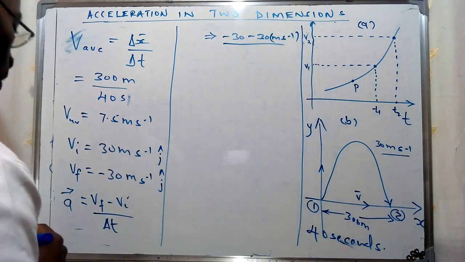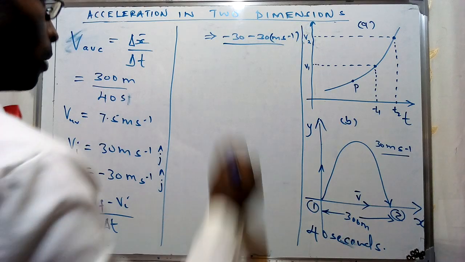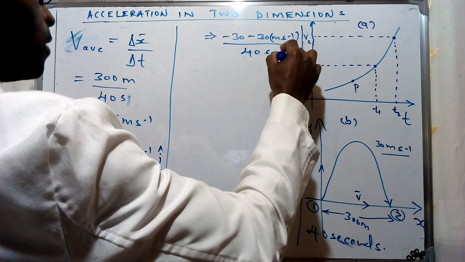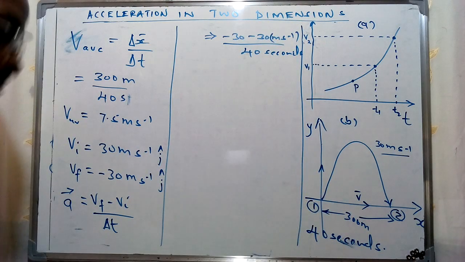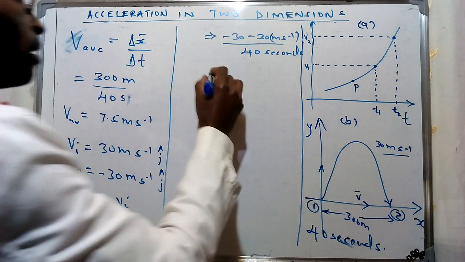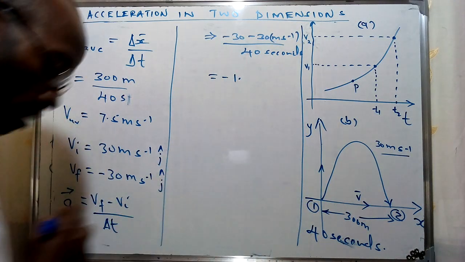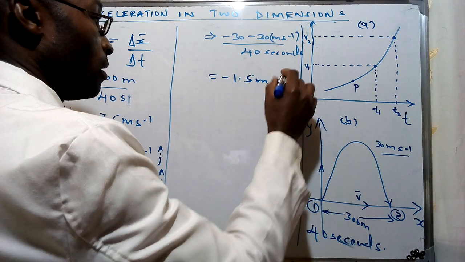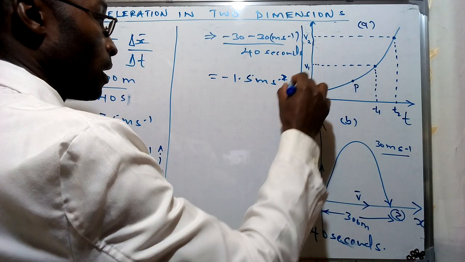And this is going to be divided by the time interval, which is 40 seconds. So in this case, if we consider this specific evaluation, it gives us the average acceleration, which is negative 1.5 meters per second squared. So this is going to be in the j direction.